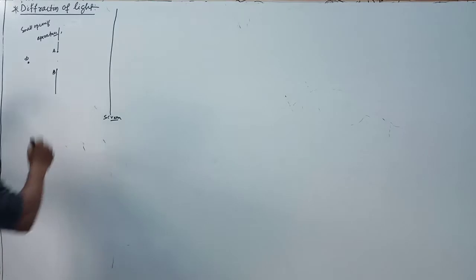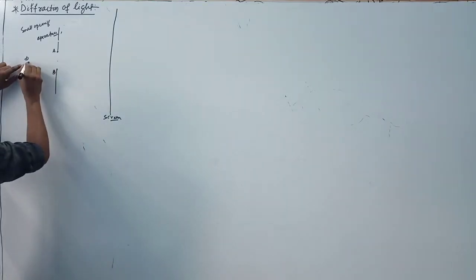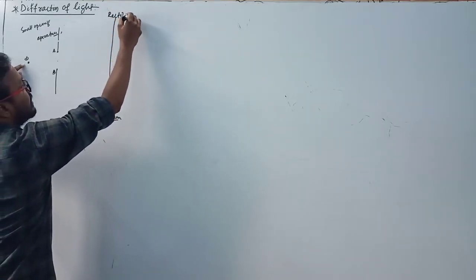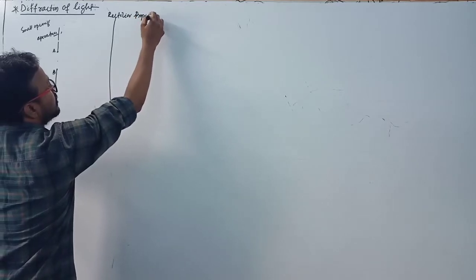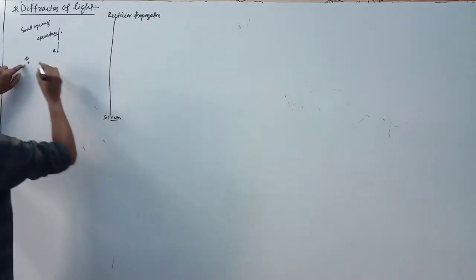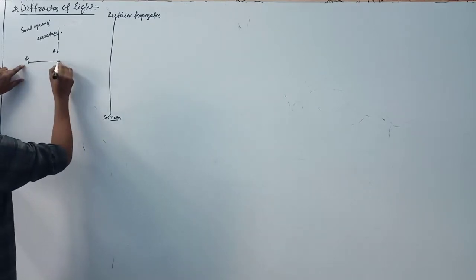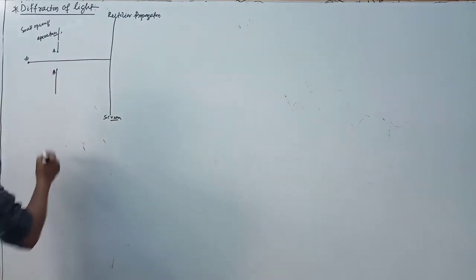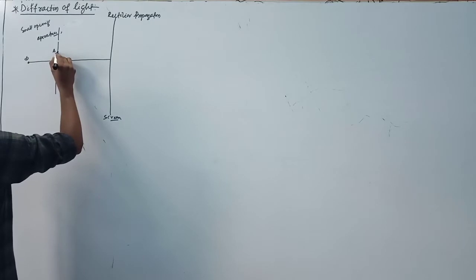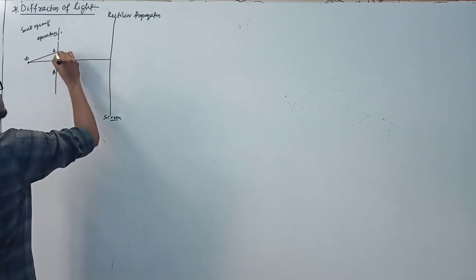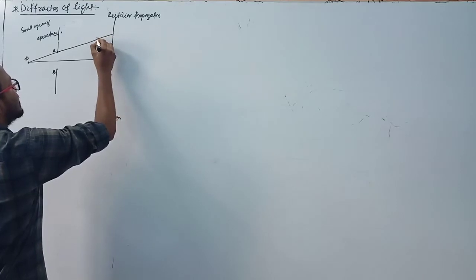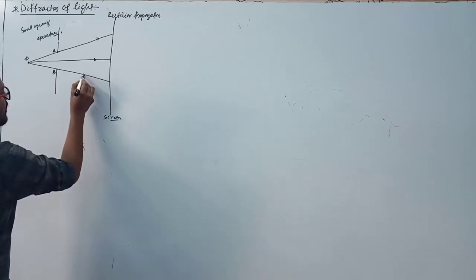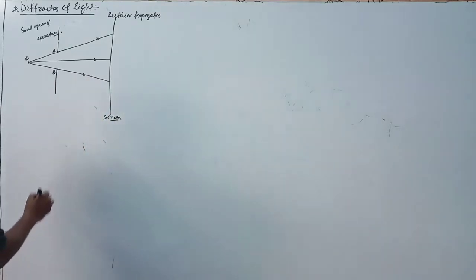Clear? Now the ray which travels in a straight line, this is rectilinear propagation of light. Then the ray which travels in a straight line direction in one medium, it travels in this direction and falls on the screen and strikes on the screen. Clear? And another ray which travels in this direction and meets the screen in a straight line, this is rectilinear propagation of light waves. Clear? Another example we can take here.